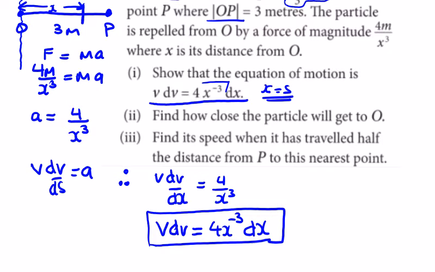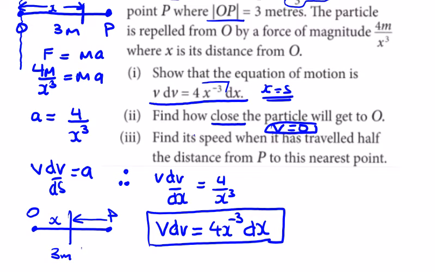Part 2, how close will it get? Well, if it's not going to get there, velocity will become 0 at some point. So let's say it's starting at P. Let's just do OP again. Starts here and it's trying to get to here. So let's say it gets this far away, and this is my x distance from O. So it starts 3 meters away and it ends up x meters away. So this is my range for distance.